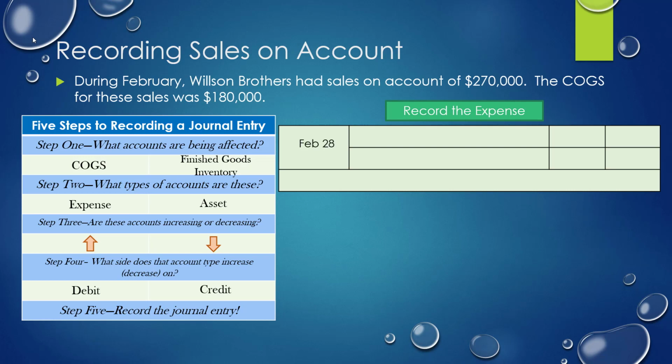So this journal entry on February 28th to record our expenses related to production of goods that we actually sold during the period is a debit to COGS for the $180,000 cost basis. That's how much we paid to manufacture these goods. Yes, we turned around and we sold them for $270,000, but you don't expense at sales value. You expense at your production cost, like how much you had to pay for production of those goods that you later sold. So we debit COGS for $180,000. We credit finished goods inventory for $180,000 when we recorded February's cost of goods sold.